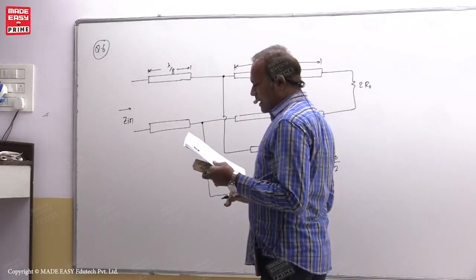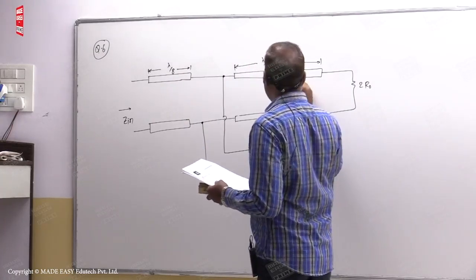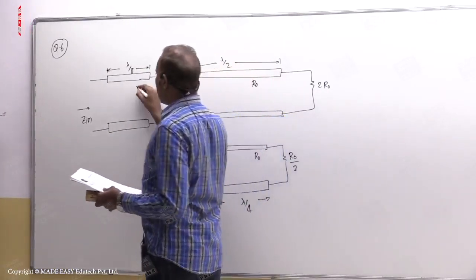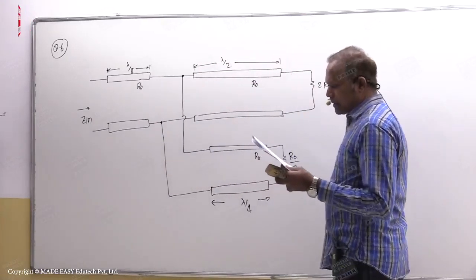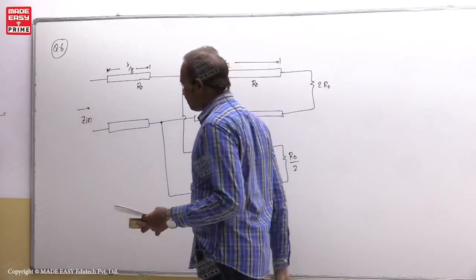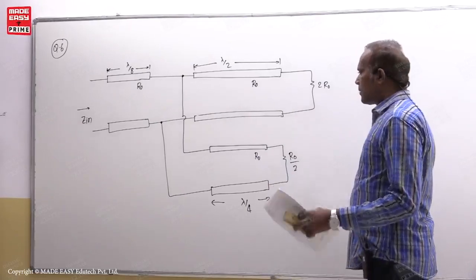All transmission line sections in figure have a characteristic impedance R0 plus J0. That means the characteristic impedance of this is R0, this is R0, it is given in the question. The input impedance Zin, it is shown here, you have to find. That is the question. Now this is also a simple question.